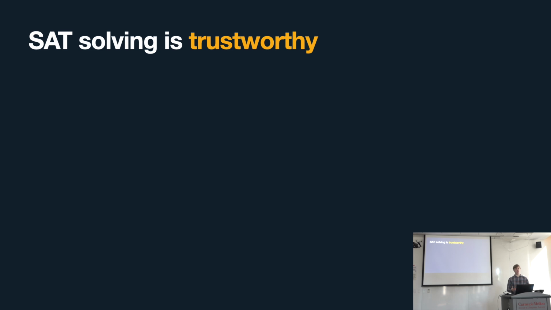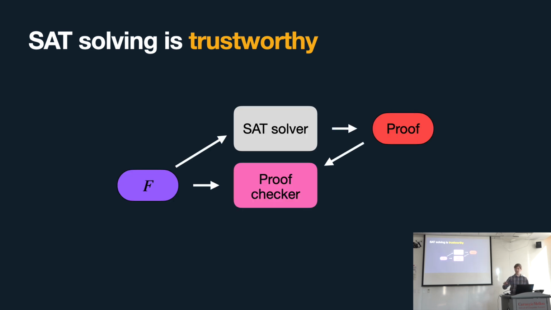One of the selling points of SAT solving is that it's trustworthy, and the workflow looks something like this. You have a formula F that you give to a SAT solver, and if the solver finds a solution, then the solution is reported, and you can check that the truth assignment satisfies all the constraints of the formula. But if the SAT solver says there are no solutions, then it can produce a proof, which is then checked by a separate tool called a proof checker, which takes in both this proof and the formula and checks that there are indeed no satisfying assignments to the formula.